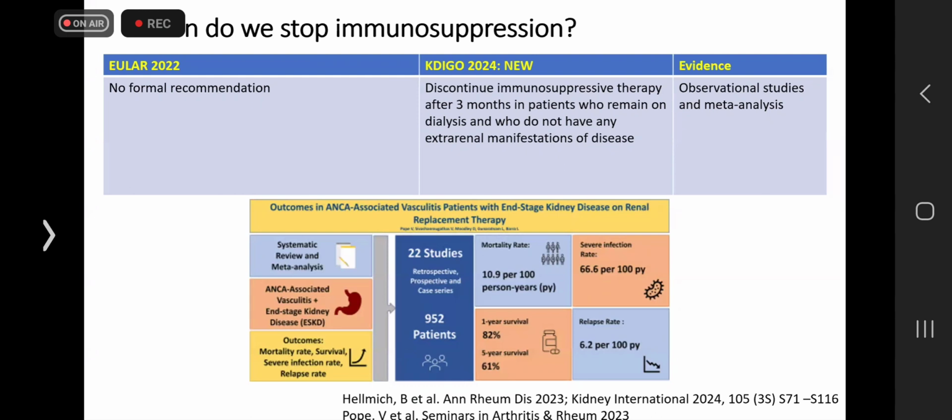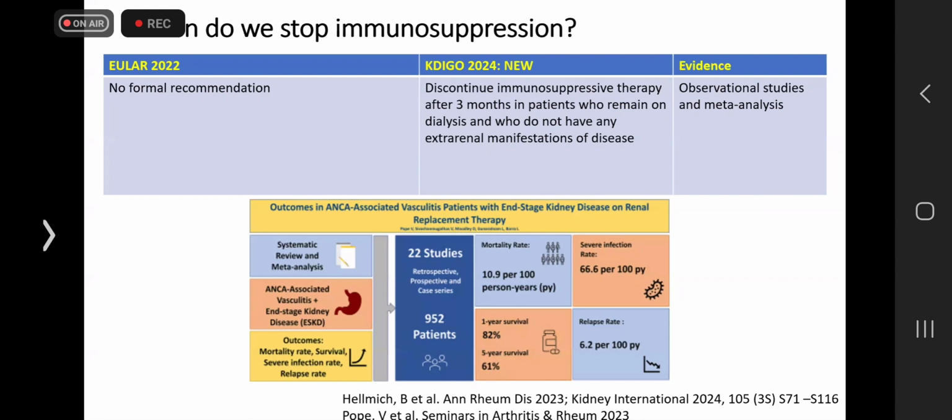So when do we stop immunosuppression after induction therapy? There is no formal recommendation from EULAR 2022, but KDIGO 2024 says that when you have patients with renal limited disease, discontinue immunosuppression after 3 months in patients who remain on dialysis and who have no extrarenal manifestations. And the evidence is mostly based on observational studies and meta-analysis.